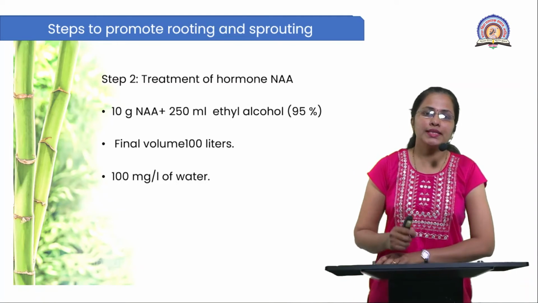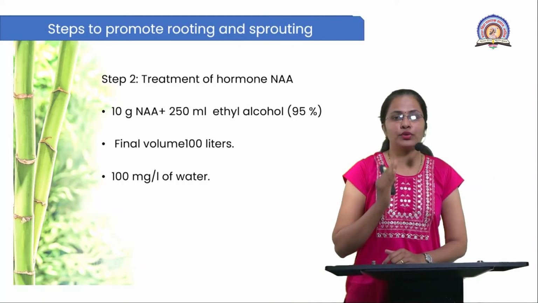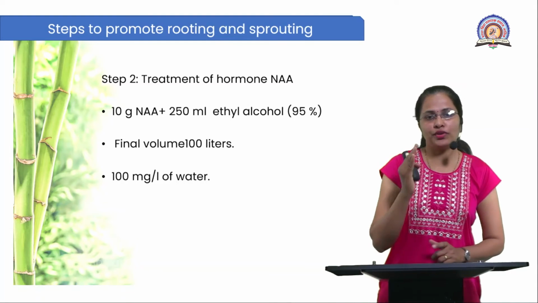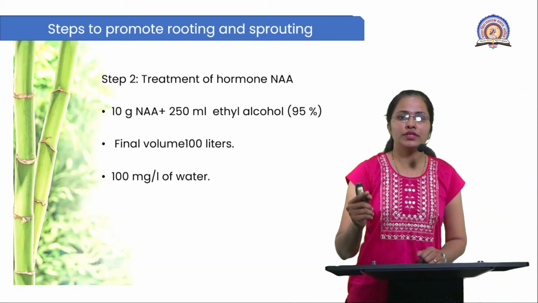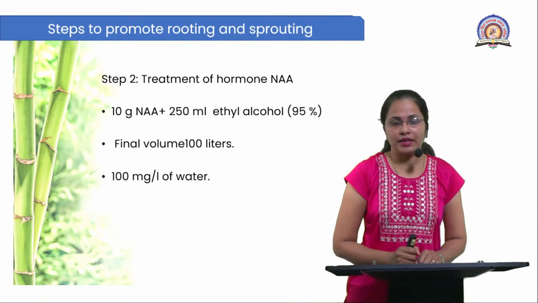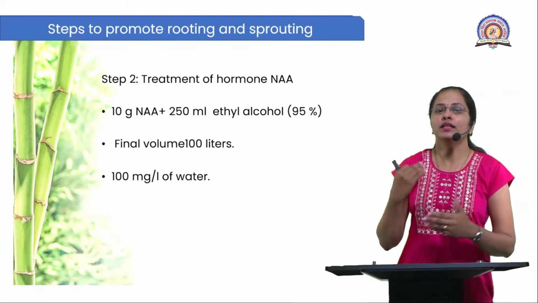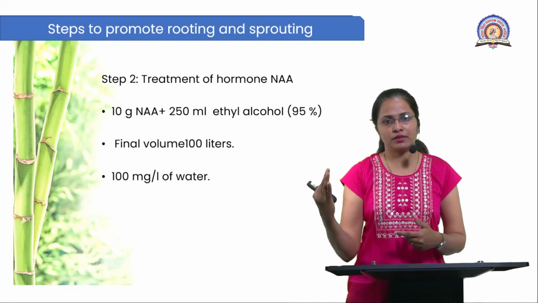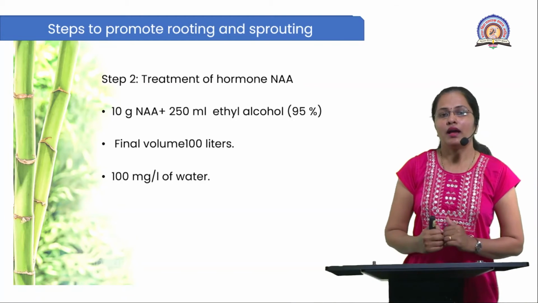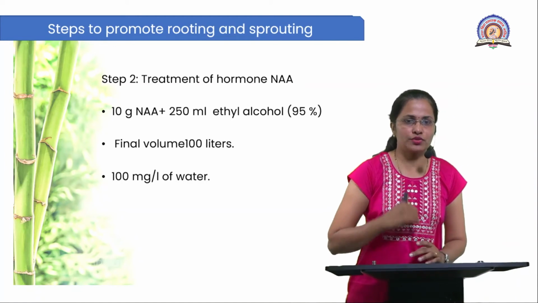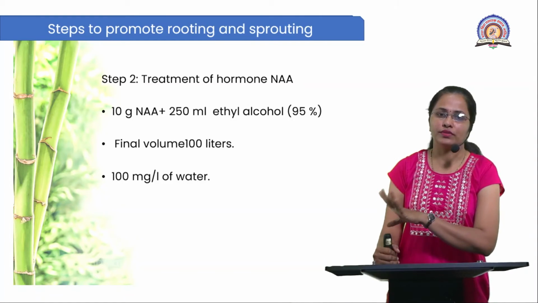In order to prepare this NAA, we have to take 10 gram of NAA, and we are going to dissolve that NAA in 250 ml of ethyl alcohol. Here we are taking ethyl alcohol which is 95% in its gradient. Now after preparing 250 ml, we are going to increase the volume from 250 ml to 100 liters, and therefore the resulting solution of NAA is 100 mg per liter of water.